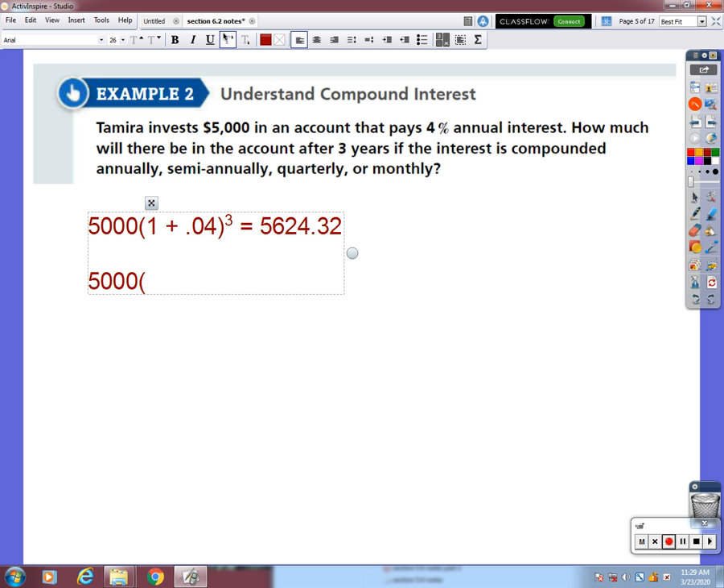Okay? All right, let's see how that changes now if instead of putting interest in the account at the end of every year, we put interest in the account semi-annually. So that would be at the end of every other year.